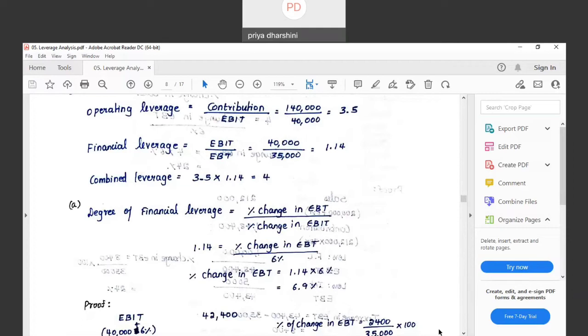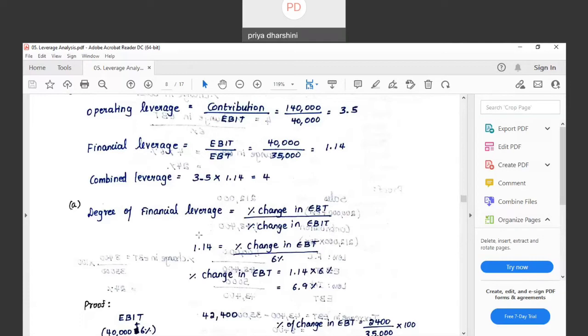Having given the income statement, straight away find the leverages. What are the leverages you are supposed to find? Operating leverage, financial leverage, and combined leverage. How do you find them? Operating leverage is contribution by EBIT. Financial leverage is EBIT by EBT. Combined leverage is operating leverage into financial leverage. Having found these three leverages, what are they asking in the question?